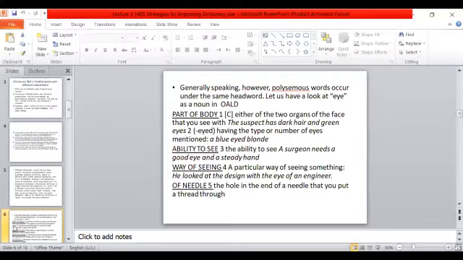It means blue-eyed blonde. Eye may also mean ability to see: a surgeon needs a good eye and a steady hand. Eye may mean way of seeing, a particular way of seeing something: he looked at the design with the eye of an engineer. Pertaining to needles, the eye of a needle is the hole in the end of a needle that you put a thread through.